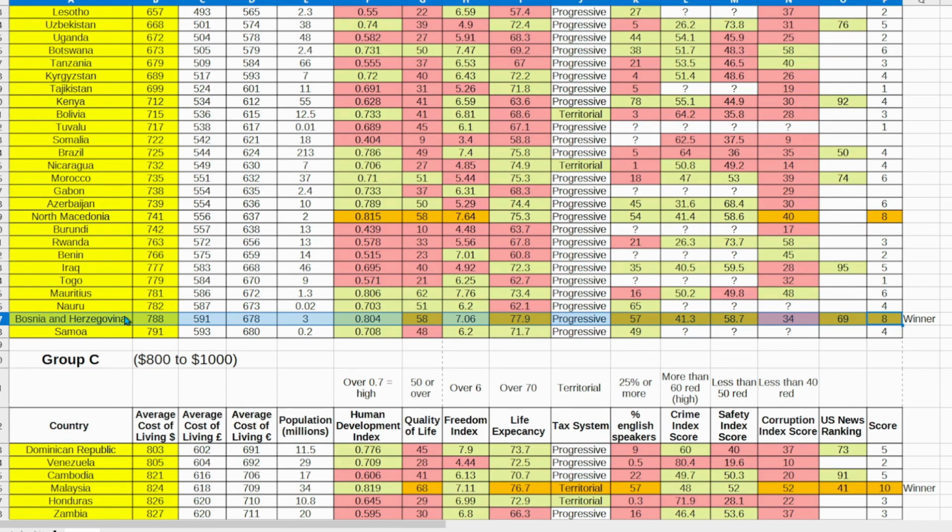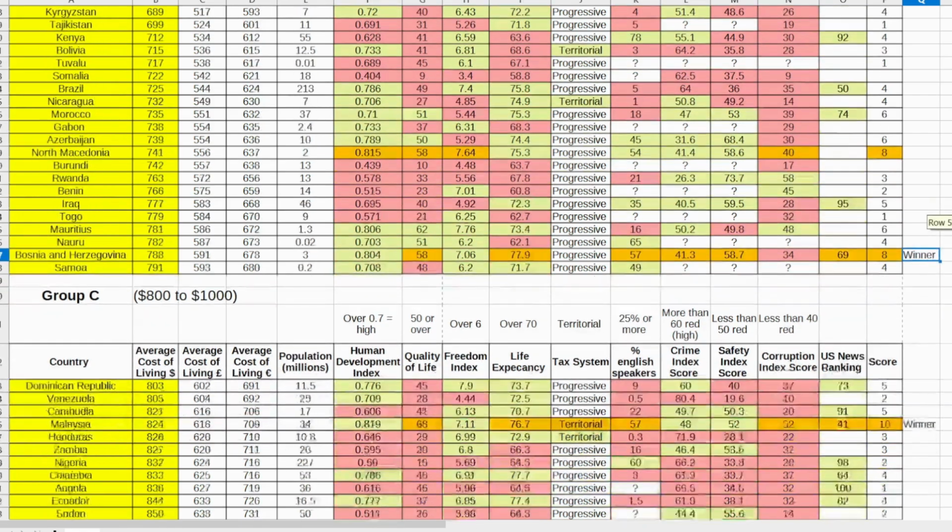And then we have Bosnia and Herzegovina, which also has 8 points. So the two countries are assessed, and Bosnia and Herzegovina comes out on top. So that's the winner of Group B.